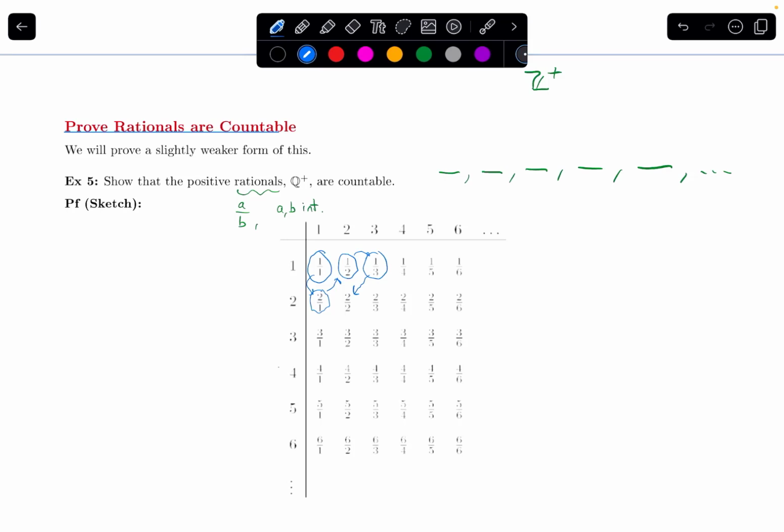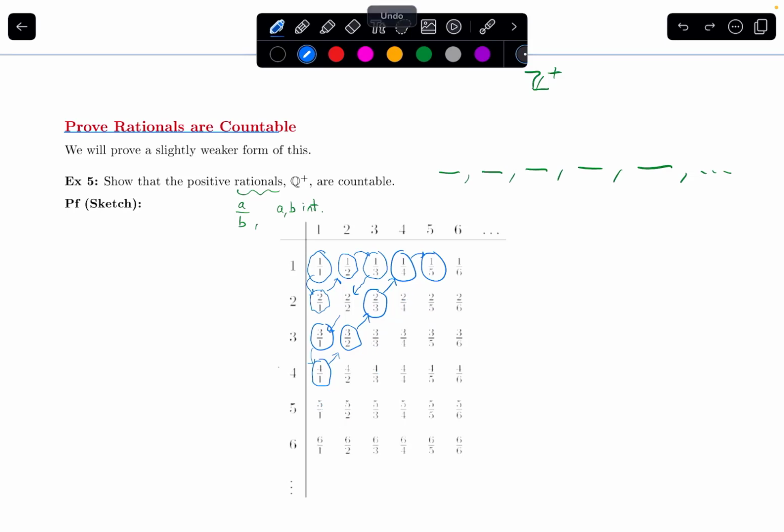then to the 2/2, but that's the same as 1/1, so I'll skip that. I don't want to list it twice. Then I go to 3/1, then I move myself to the next diagonal, so to 4/1, then to 3/2, then to 2/3, then to 1/4, then I hop over the next diagonal to the 1/5, and I would keep going. I would go down this diagonal, go to the next, and then up the diagonal, and keep continuing in that way.